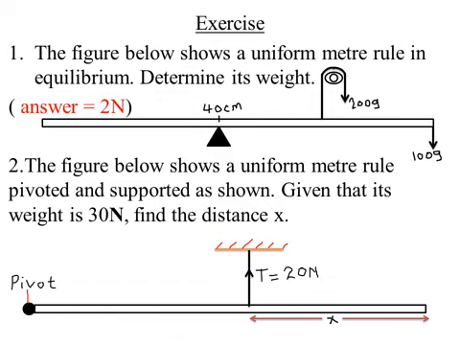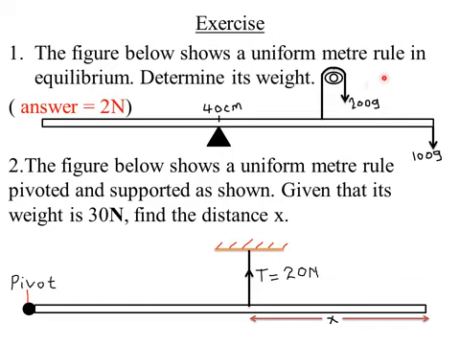I have an exercise here which I recommend that students should try to see whether they understood the example that we have just done. So part 1 reads that the figure below shows a uniform meter rule in equilibrium. So determine its weight. I told you the expected answer is 2 Newton, but just to give you a clue, the weight will act at the 50 centimeter mark. Then this force is causing the bar to move upwards, therefore it will be categorized under what we call the anti-clockwise moments.